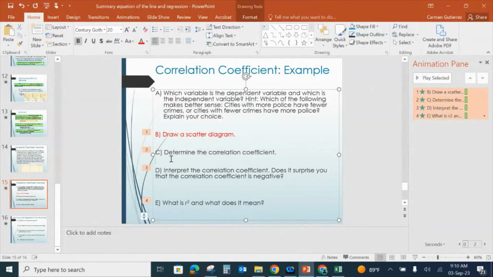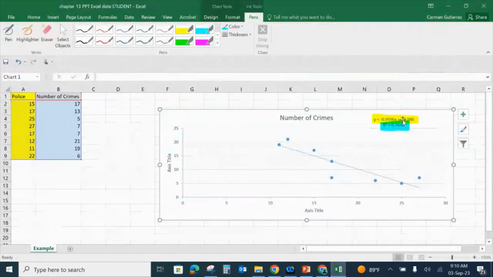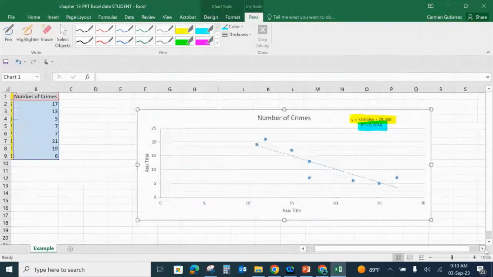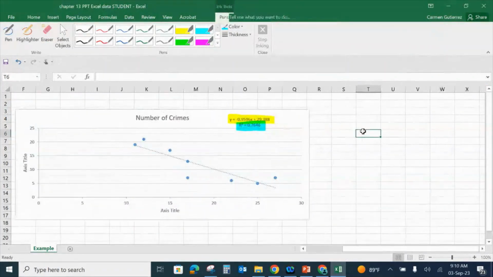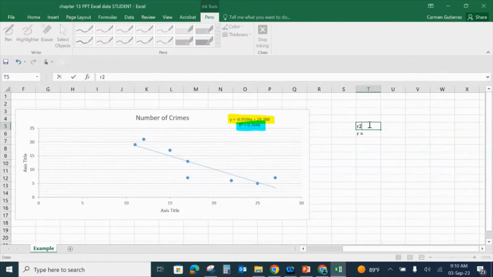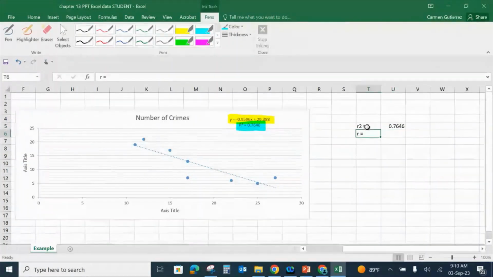Correlation coefficient is R. Okay, I've got an R square from here. I have my R square. So there are a couple of ways to do it. So R, okay, it's asking me for R. Fine. That's what it's asking me for. But I actually have R square. Where do I get the R square? From here. And it's 0.7646. Now, we can get R squared from R by squaring it.